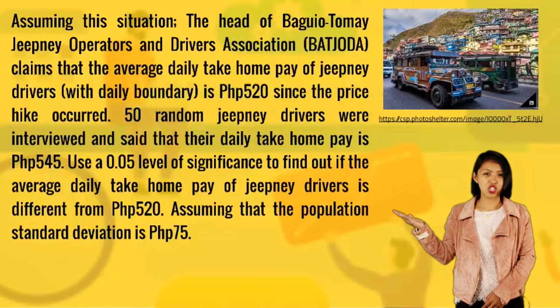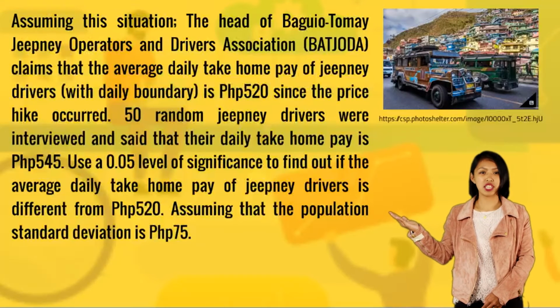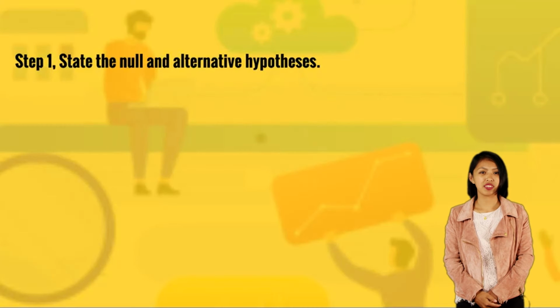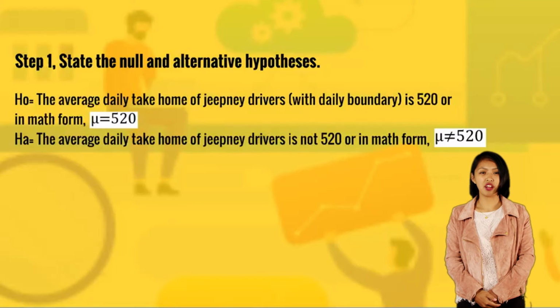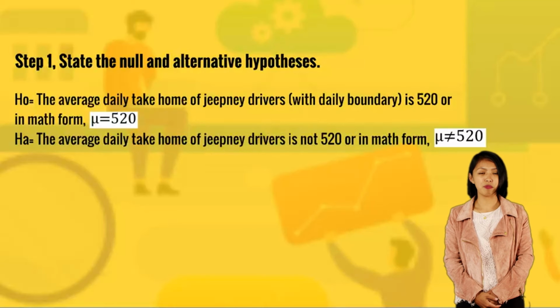To find out if the average daily take-home pay of jeepney drivers is not 520 pesos, we follow the steps in testing the hypothesis. Step 1. State the null and alternative hypothesis. Our null hypothesis: the average daily take-home of jeepney drivers with daily boundary is 520 pesos, or in math form, mu is equal to 520. For the alternative hypothesis, the average daily take-home of jeepney drivers is not 520 pesos, or in math form, mu is not equal to 520.